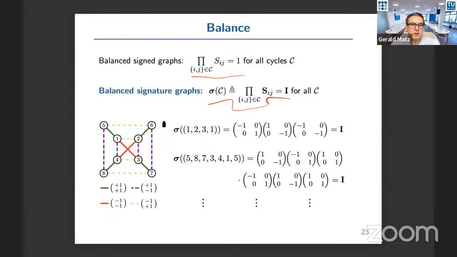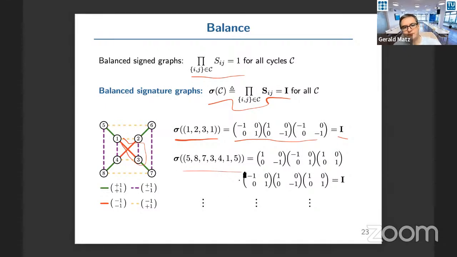So this is a condition that you can check, and the graph that I gave as an example here with the political landscape happens to be indeed balanced. So there's two cycles that I picked out here, one going from node 1 to 2 and then to 3 and then back to 1. And if you extract the edge weight vectors for that cycle, here you have the product of the corresponding signature matrices, and this is indeed equal to the identity. And the same for any other cycle here. There's a little bit longer one, but the check is the same.